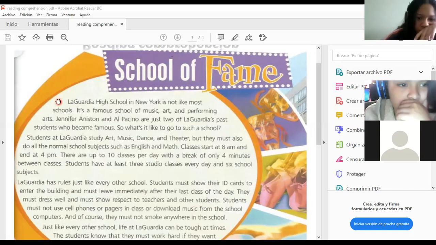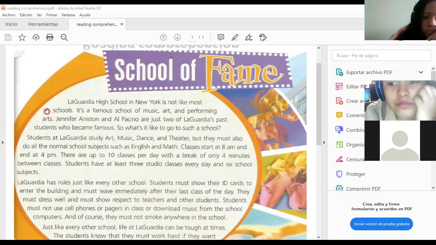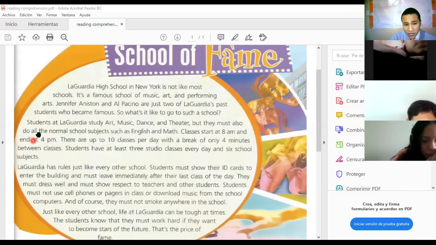LaGuardia High School in New York is not like most schools. It's a famous school of music, art, and performing arts. Al Pacino and Jennifer Aniston are just two of LaGuardia's past students who became famous. So, I'd like to go to such a school. So what is it like to go to such a school?